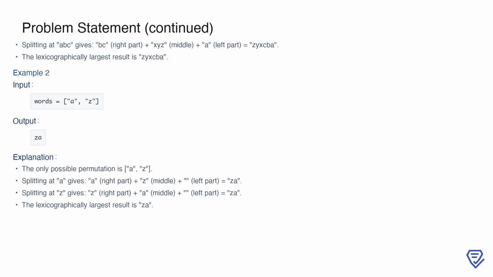This demonstrates how the ordering of strings in words, as well as the choice of split, play a crucial role in determining the output. Let's look at another example to reinforce this understanding.